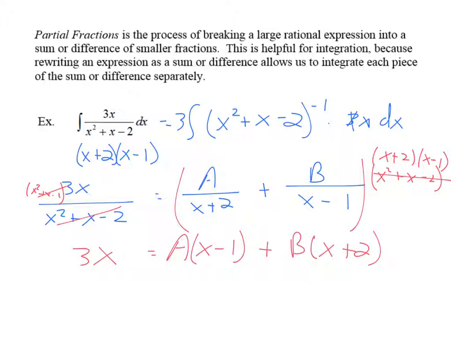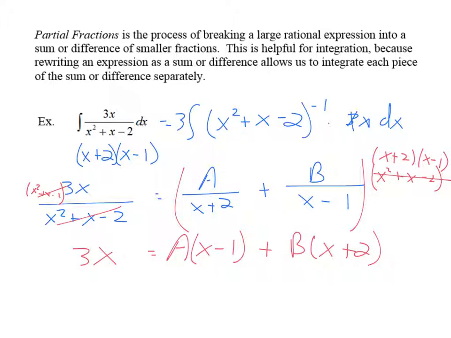Another way to look at this situation is to ask yourself, if I was to add these two fractions together, get the common denominator, that would mean I'd have to multiply them together to get this x squared plus x minus 2. And in doing that, I would also have to multiply the top of the first fraction by x minus 1, and that would give me the A times x minus 1. And I would have to multiply the top of the second fraction by x plus 2, since I'm also multiplying by x plus 2 on the bottom. That would give me the B times x plus 2. And then of course these two expressions, when we add them together, have to equal 3x. But I think the easier way is just to get rid of the denominator by multiplying both sides by the x squared plus x minus 2.